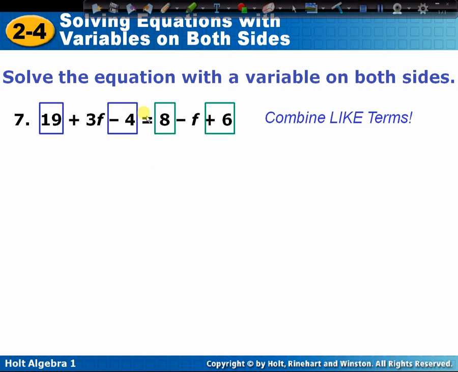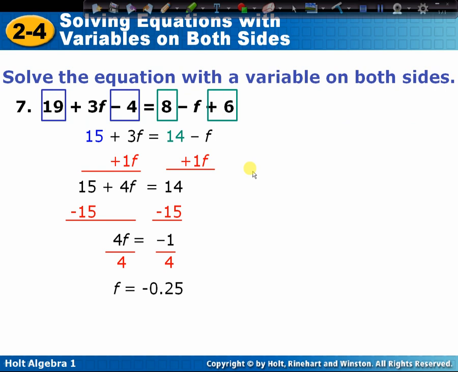Then I'm going to look at the right-hand side of the equal sign, and I have 8 minus f plus 6, and say, is there anything over here that I can combine? And there is. I can combine the 8 and the 6, because again, there is no variable attached to them. They're just numbers, so I can go ahead and combine those. So I went ahead and said 19 minus 4 and got 15, plus 3f equals 14 minus f.